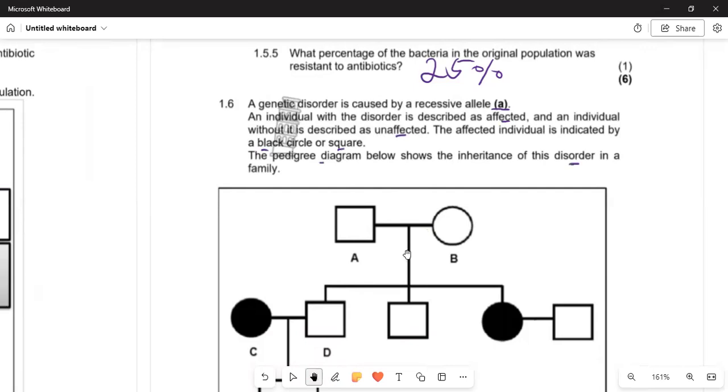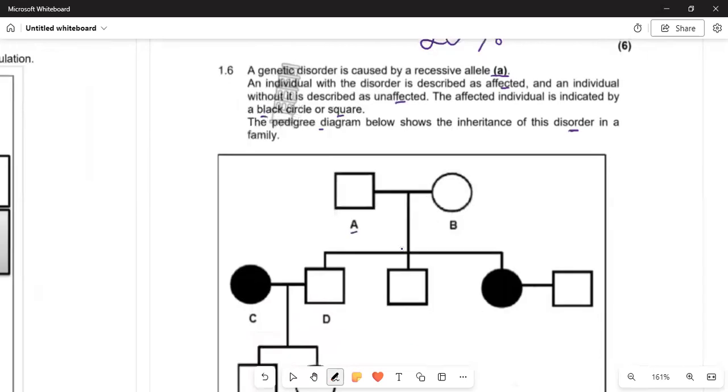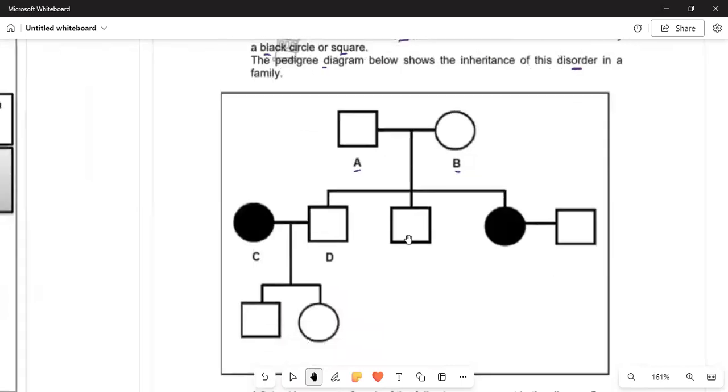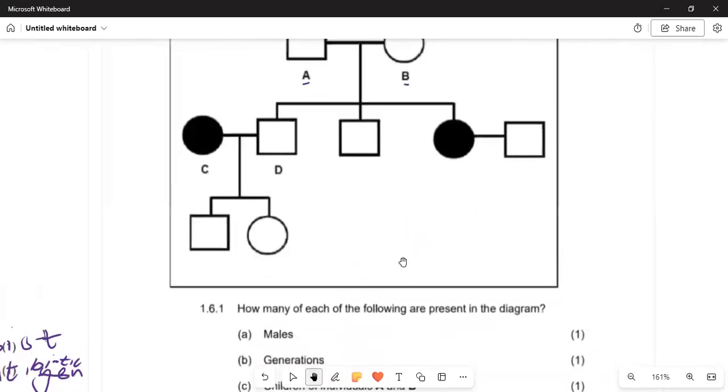So we can see A and B are the parents, who later have children. You can see there are 4 of them, and this one is affected, and this one is also affected. So the 2 here have children, which are these 2 that are unaffected. They ask here, how many of each of the following are presented in the diagram.